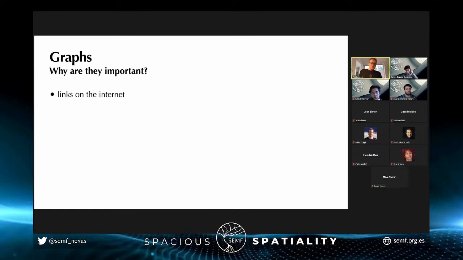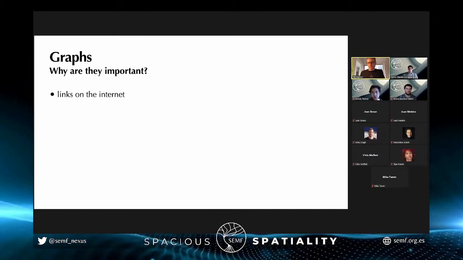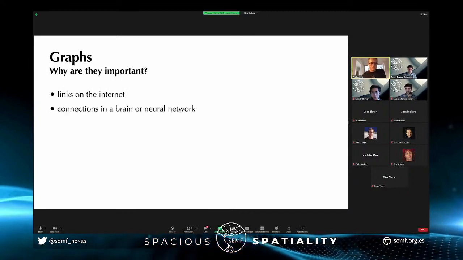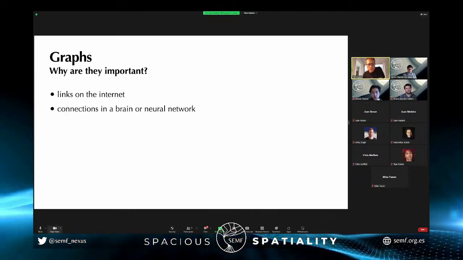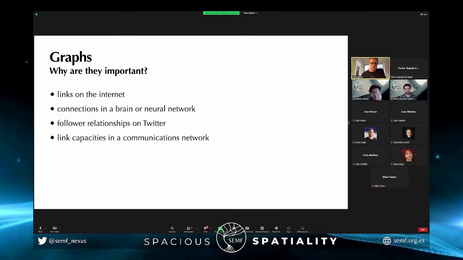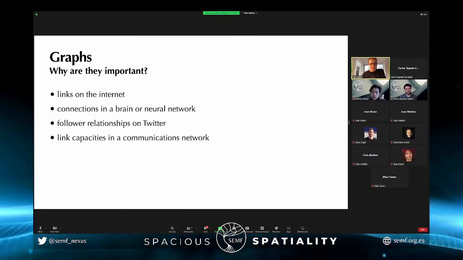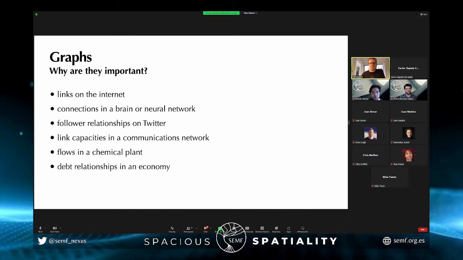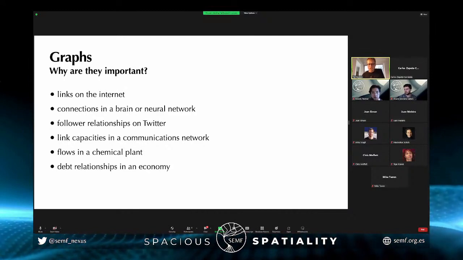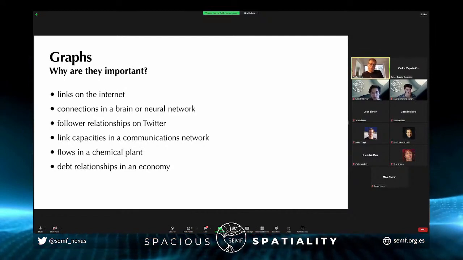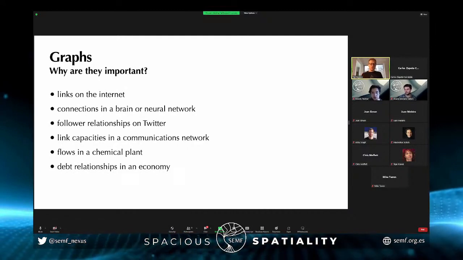Okay, why are they important? Well, they model a vast number of situations in real life. For example, links on the internet, connections in a brain or neural network, follower relationships on Twitter, capacities of communication links in a network, again like the internet, flows in a chemical plant, debt relationships in an economy, and I can keep going. And this has been a real active area of research for the last 30 or 40 years, especially under the name of network science.